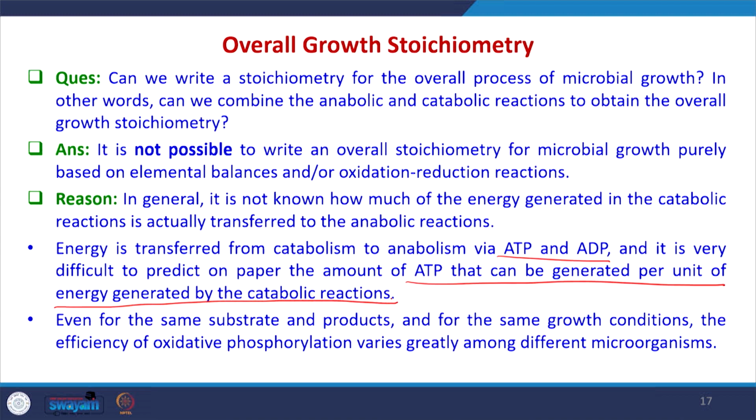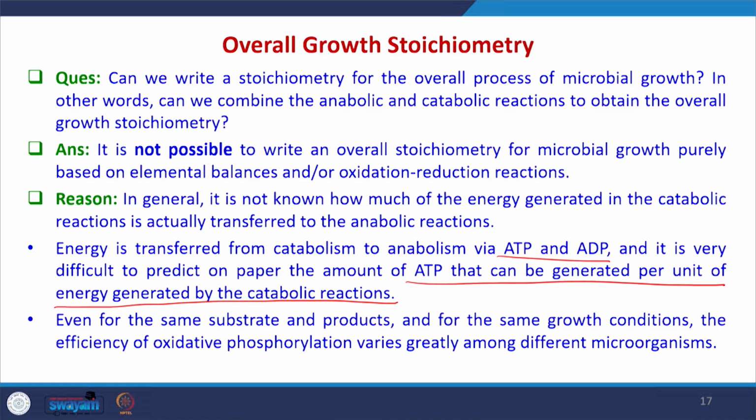So, we can find out the energy generated by catabolic reactions, but it is not easy to find out how much ATP has been generated per unit of energy generated, and even for the same substrate and product and the same growth condition, the efficiency of oxidative phosphorylation varies greatly among different microorganisms. Because of this, the overall growth stoichiometry is not easy to understand, and we have to use certain other conditions to combine them.